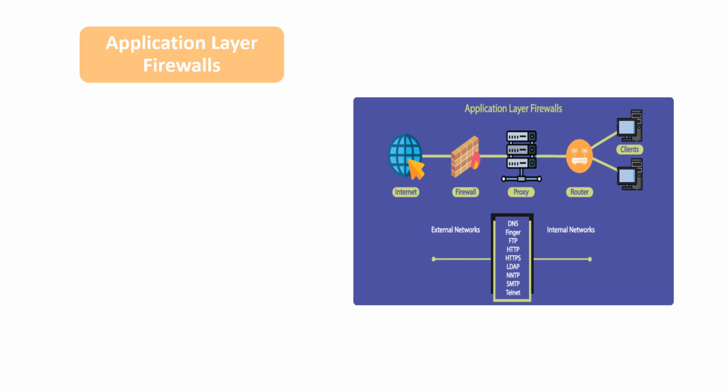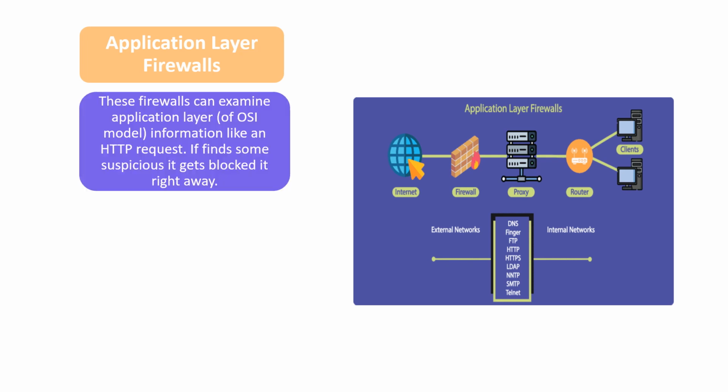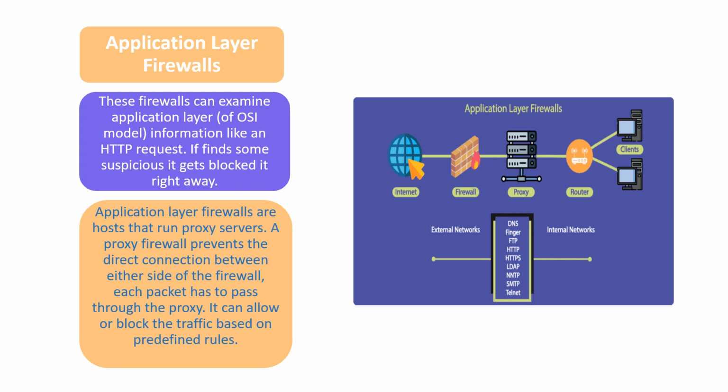Next one is the application layer firewalls, and these examine the application layer information like HTTP requests. If it finds something suspicious, it gets blocked right away. These firewalls are hosts that run proxy servers. The proxy firewall prevents the direct connection between either side of the firewall. That is, each packet has to pass through the proxy so that it can allow or block the traffic based on predefined rules.